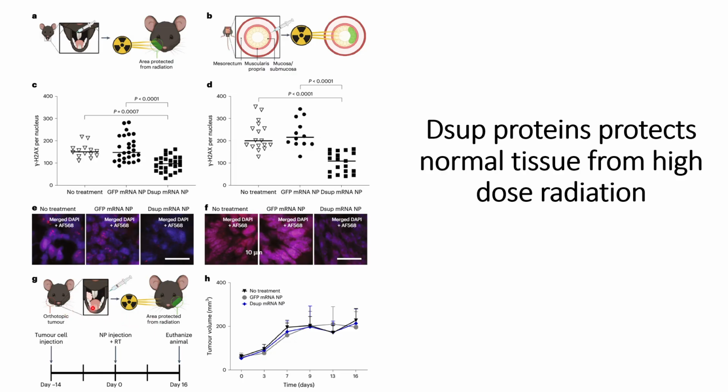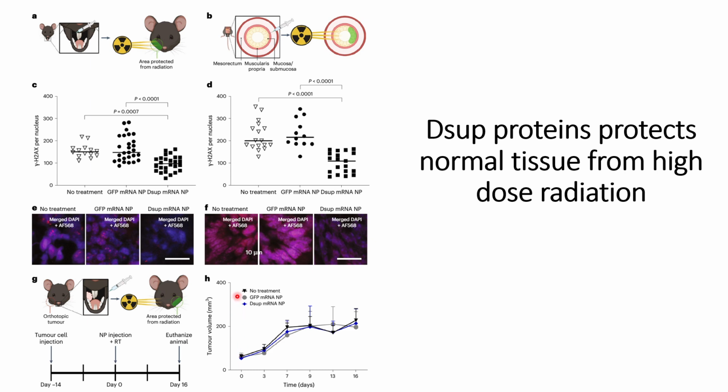And in this case, day -14 is considered as the day at which the orthotopic tumors are injected, and at day 0 these lipid nanoparticles with Dsup proteins are injected. And then after 16 days they euthanize the animals and check the tumor volumes. And this is the final timeline at which they check the tumor volume. They also check the tumor volume intermediately by euthanizing the mouse.